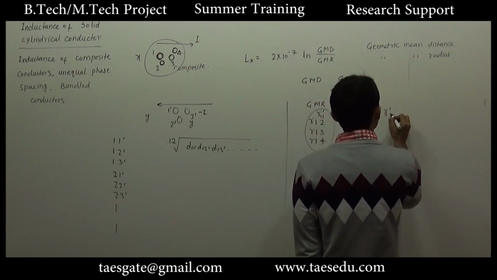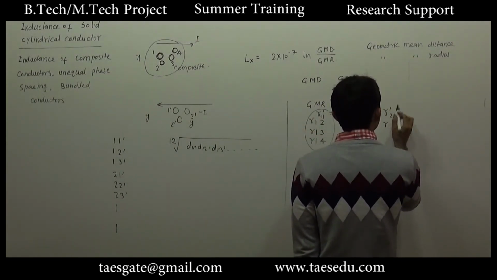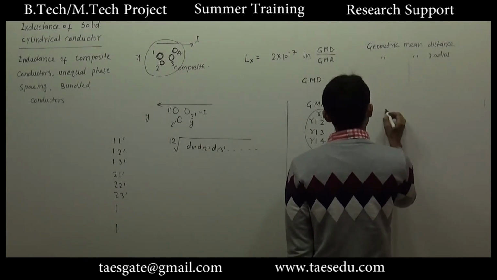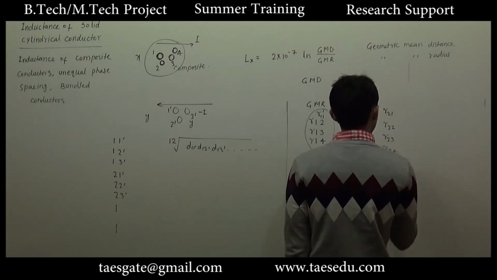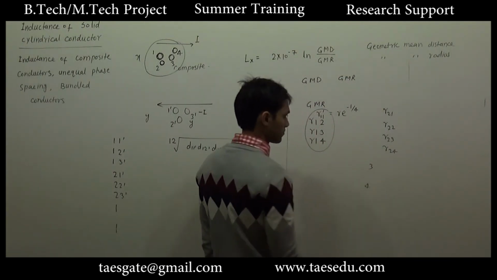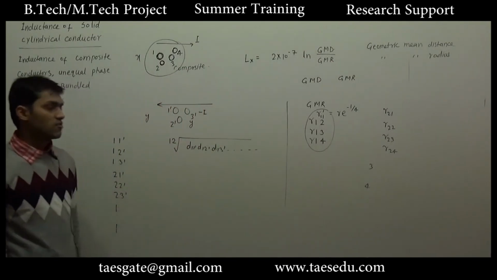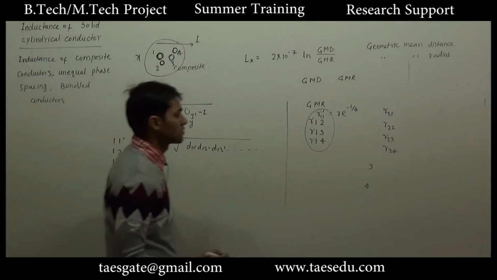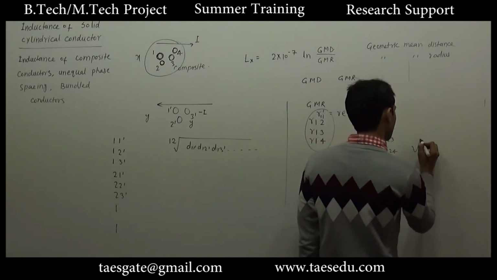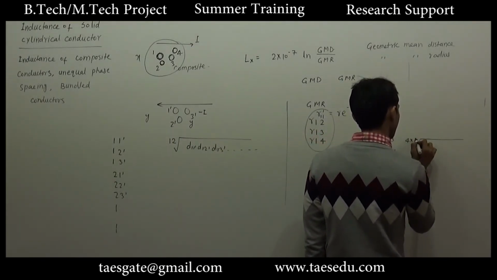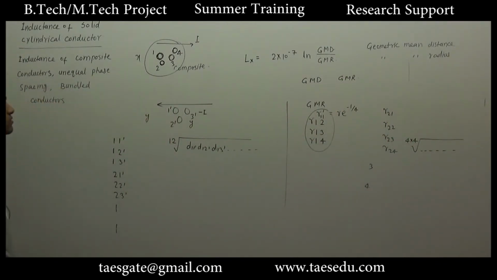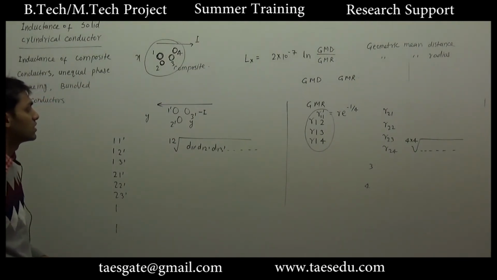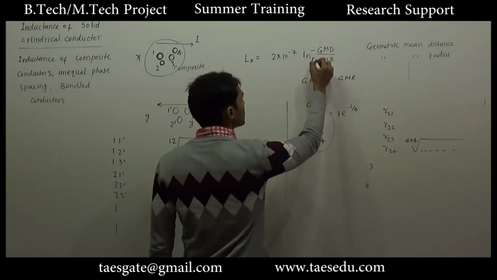Similarly we will have R21, R22, R23, R24. Similarly for the third and fourth, we have 4 distances for each of the 4 conductors, and if you multiply, you will have 4 into 4 distances. So this way we can calculate GMR. This is a very general formula, and the only tricky part is finding GMD and GMR.